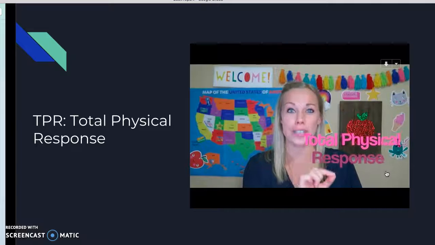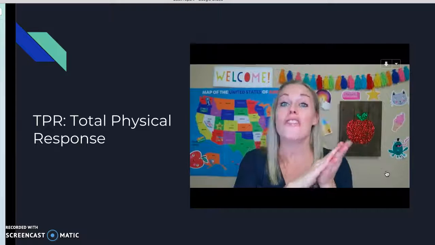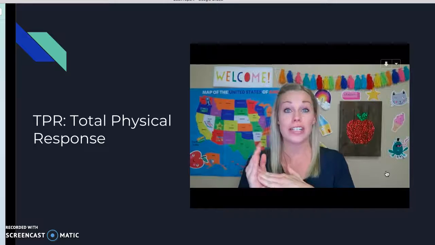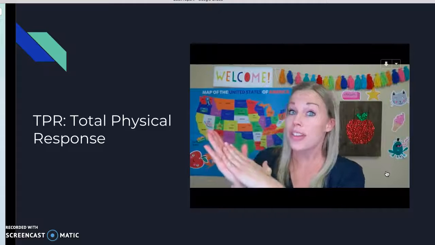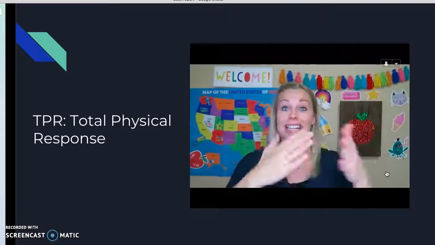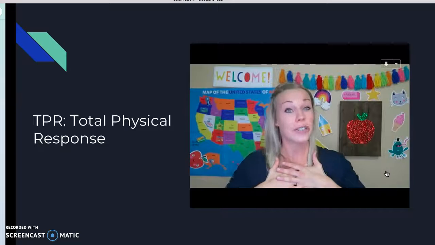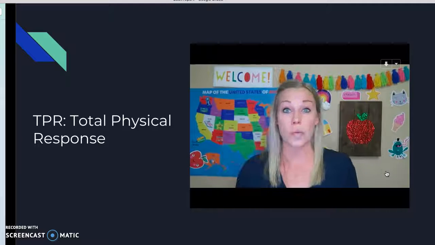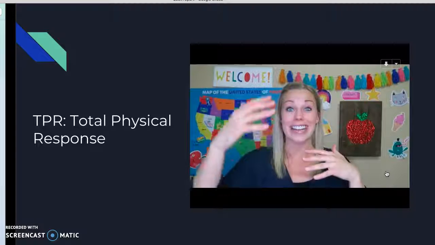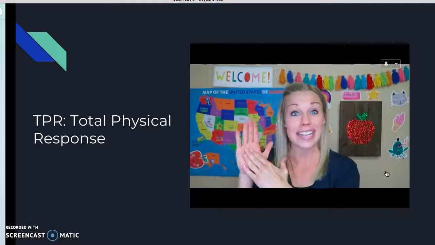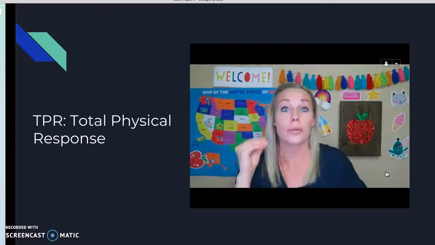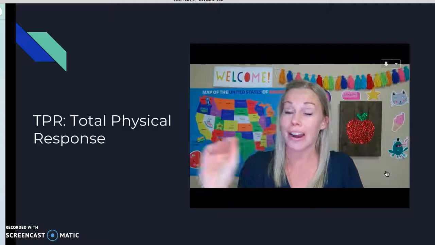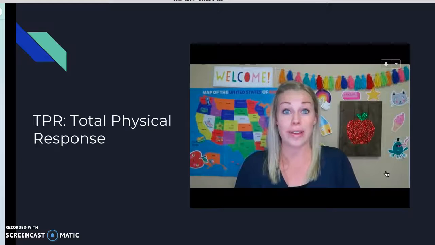Total physical response. It is the combination of movement and language to enhance language acquisition. It is coming from both the teacher and the student. It is not just one-sided with the teacher doing actions and the student watching. It is double-sided. The student is connecting actions to language and therefore retaining it much better than if they were to do it without the movement.